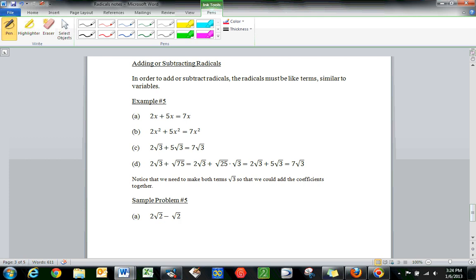If you think back to variables and combining like terms, the variables have to be exactly the same in order to combine the like terms. So if you look at sample part A, x and x gives us x. X squared gives us x squared. Remember, you cannot add these together. X plus x squared does not give you x to the third or anything like that. It gives you x plus x squared, since they are not like terms.